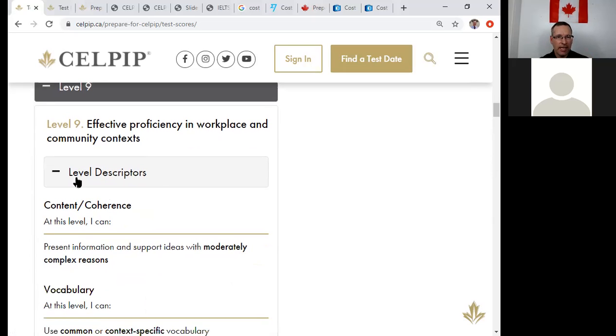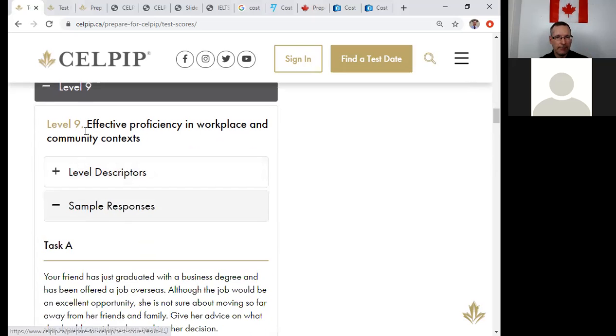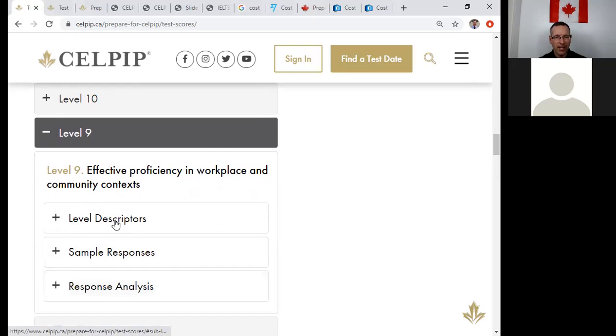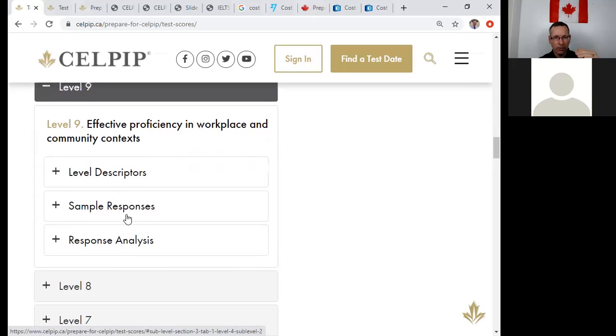You can see that they have here a section with the level, oh, I have it, okay, I was wondering where it went. So there's 3 parts that they show you. They show a description of that level, they show sample responses, and then they show a response analysis.